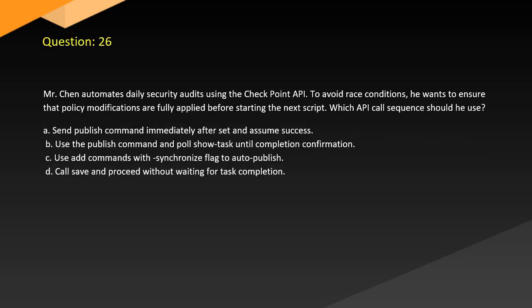Question 26. Chen automates daily security audits using the Checkpoint API. To avoid race conditions, he wants to ensure that policy modifications are fully applied before starting the next script. Which API call sequence should he use? A. Send publish command immediately after set and assume success. B. Use the publish command and poll show task until completion confirmation. C. Use add commands with synchronize flag to auto-publish. D. Call save and proceed without waiting for task completion.